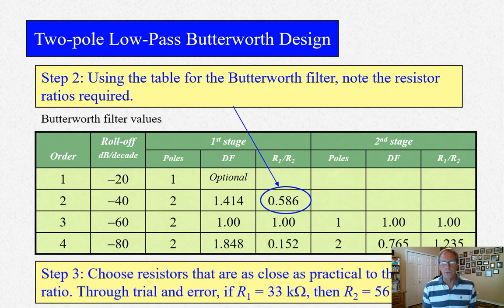So we choose resistors closest practical to the desired ratio, 33K and 56K. Now, with 1% precision resistors, you can probably find resistor values that are a little closer than just 33K and 56K. And there are online resources, online calculators, where you can calculate those ratios much more accurately.